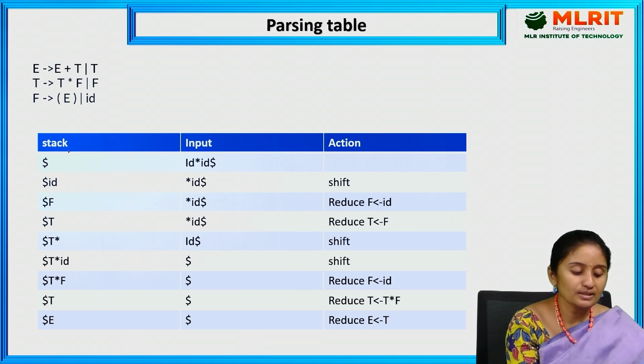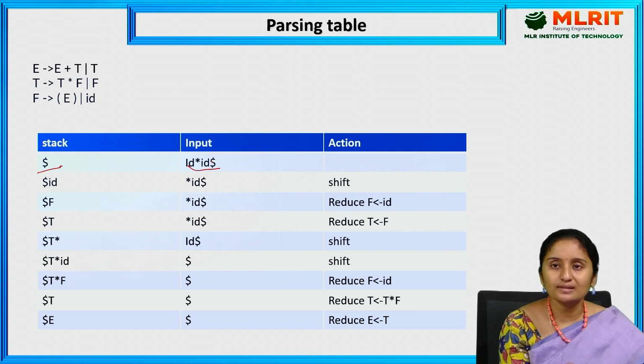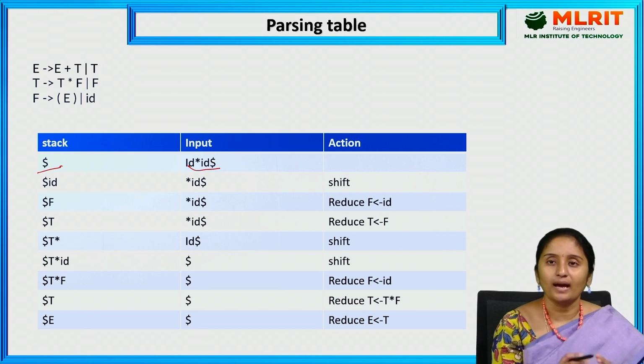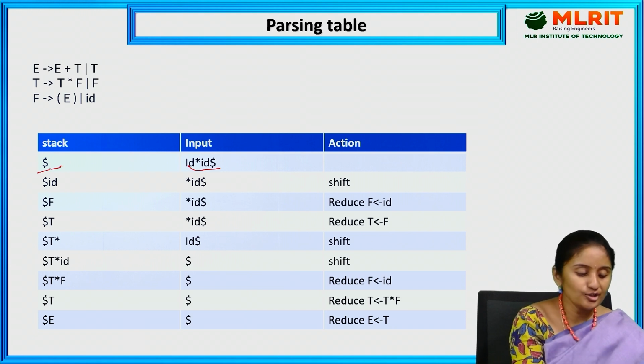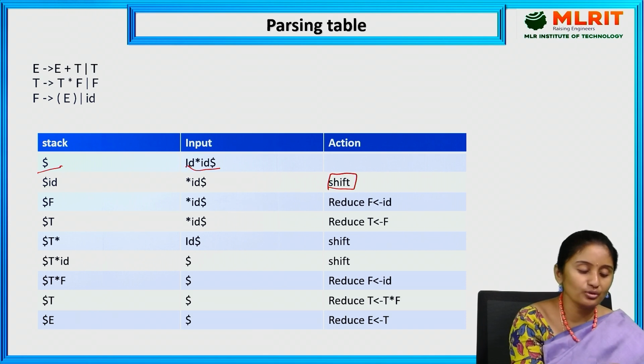Initially the stack is holding $, which indicates the top of the stack, and the input ends with $. It indicates that my string is completed, so when I find the $ at the end, I have finished reading my string. Initially $ is at the top of the stack and the input is ID star ID $. Now what am I going to do? I am going to shift this ID onto the top of the stack. So the operation I have done is a shift operation, shifting ID from the input string to the stack.